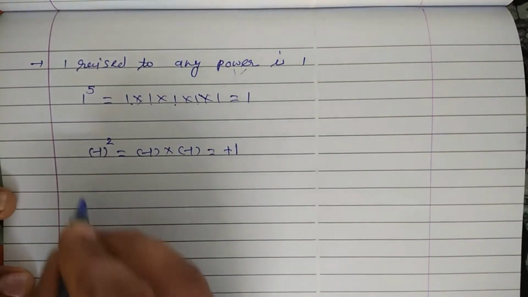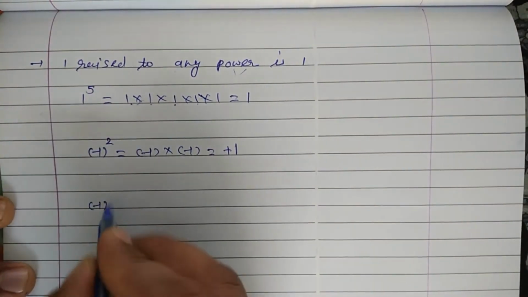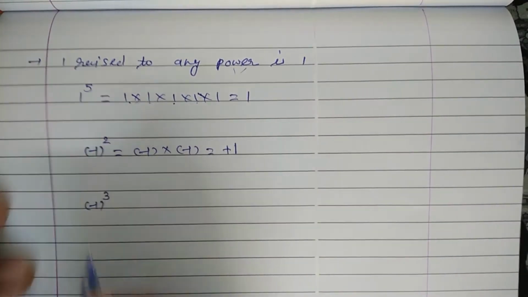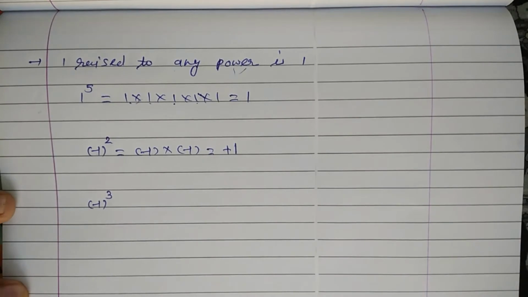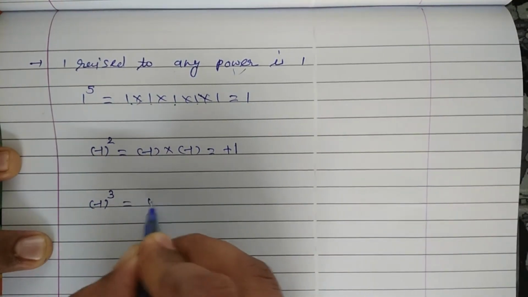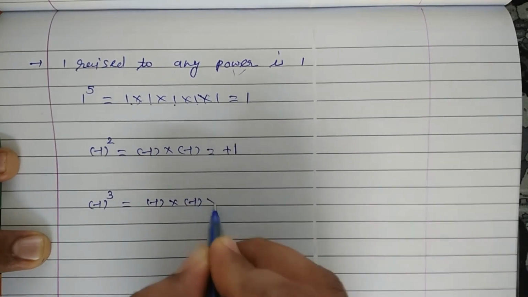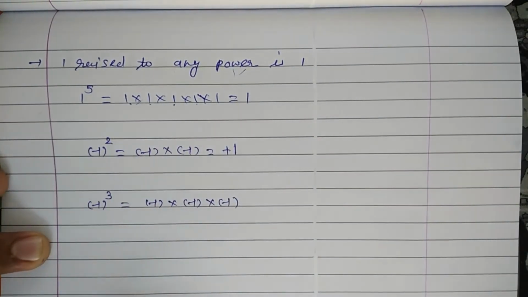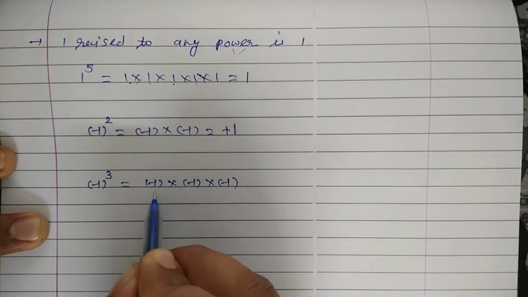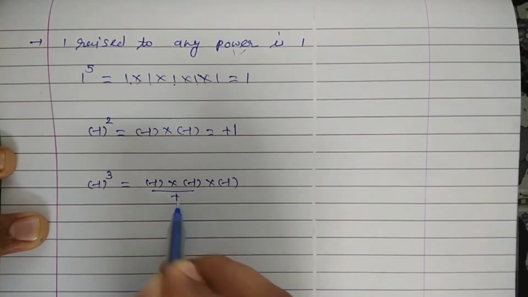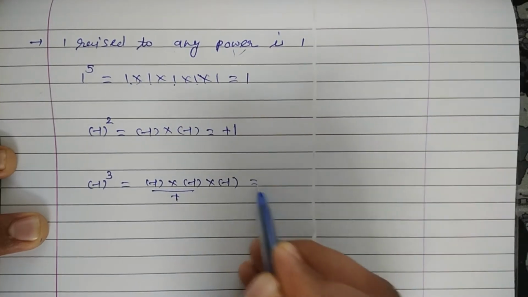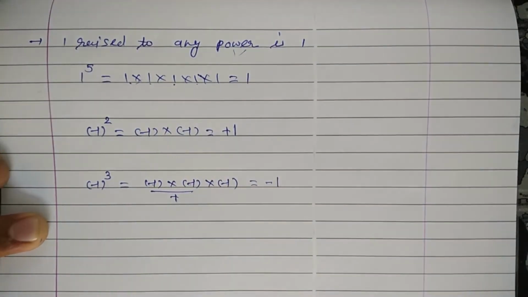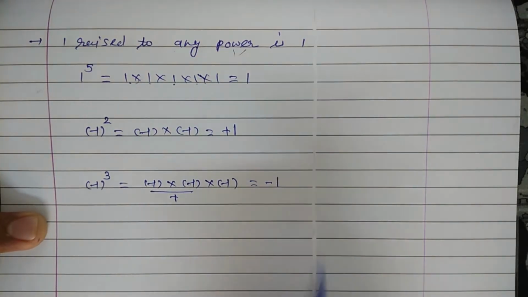And for any negative number, if power is an odd number, for an example, minus 1 raised to the power of 3. 3 is an odd number. When we simplify it, minus 1 multiplied by minus 1 multiplied by minus 1. Minus 1 multiplied 3 times. So here when we simplify it, minus minus is plus, and this plus minus is minus, and we will get the answer minus 1. So for any negative number, if the power is odd, then we will get the answer in negative form.